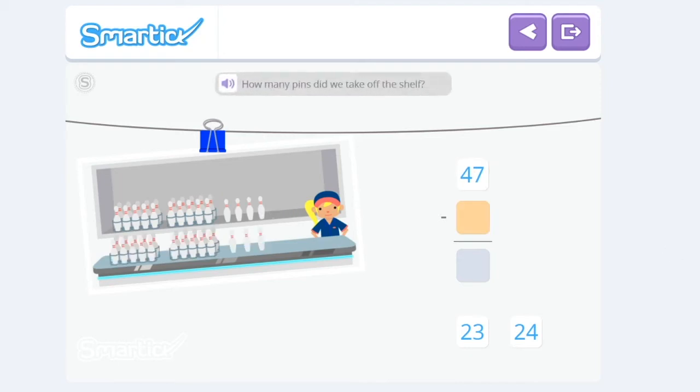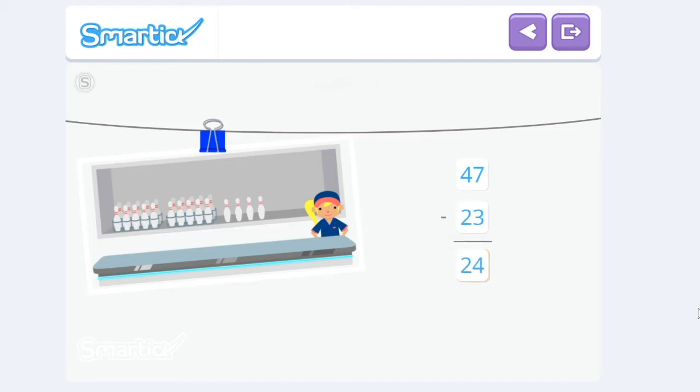Now we need to write the number of pins that we took off the shelf and put on the counter. Here's the counter. So she took 10, 20, 21, 22, 23 pins. Now we just need to work out the result. Drag the number of pins there are left on the shelf. Easy. So she has 10, 20, 21, 22, 23, and 24 pins left. Perfect! 47 minus 23 is equal to 24. There are 24 pins left on the shelf.